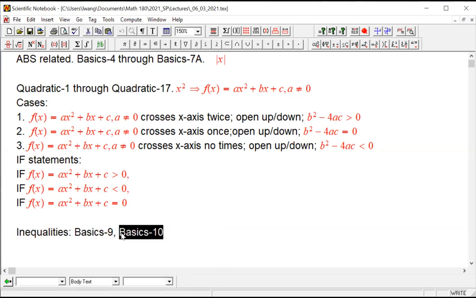In addition, we have the quotients, right? Rational functions, what you call the rational function. How do you solve those inequalities at basic 10? Okay, and there's 10A, 10B, 10C, and we'll give 10D, E.